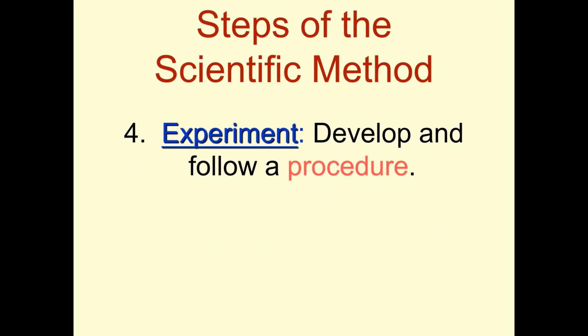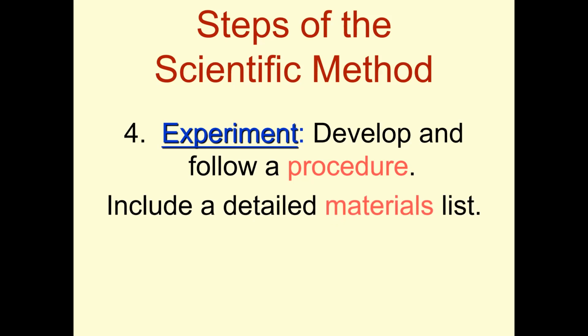But the experiment is next, right? And in order to do that, you must develop and follow a procedure. There are a lot of things that need to be said about making an experiment, because an experiment is not just random. It needs to be very well planned, organized, and everything else. So we'll talk more about that too. You need a detailed list of materials. That way, everything will be the same.